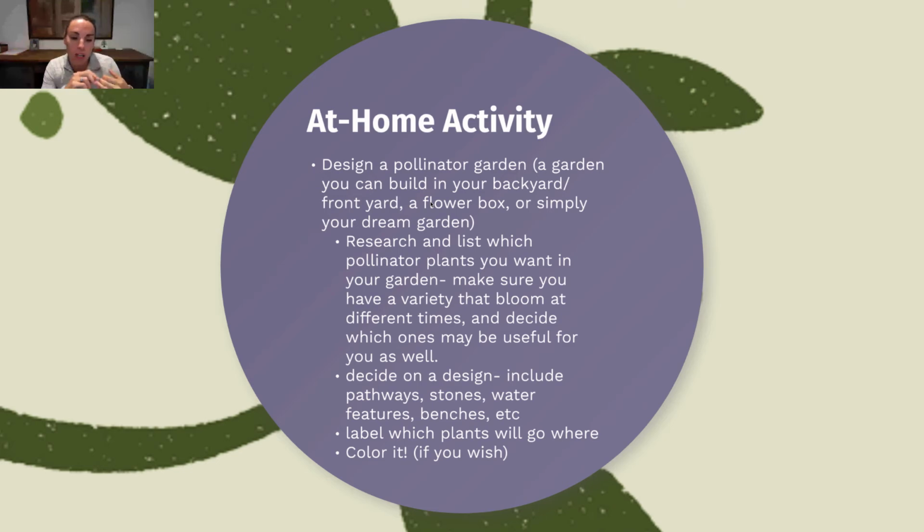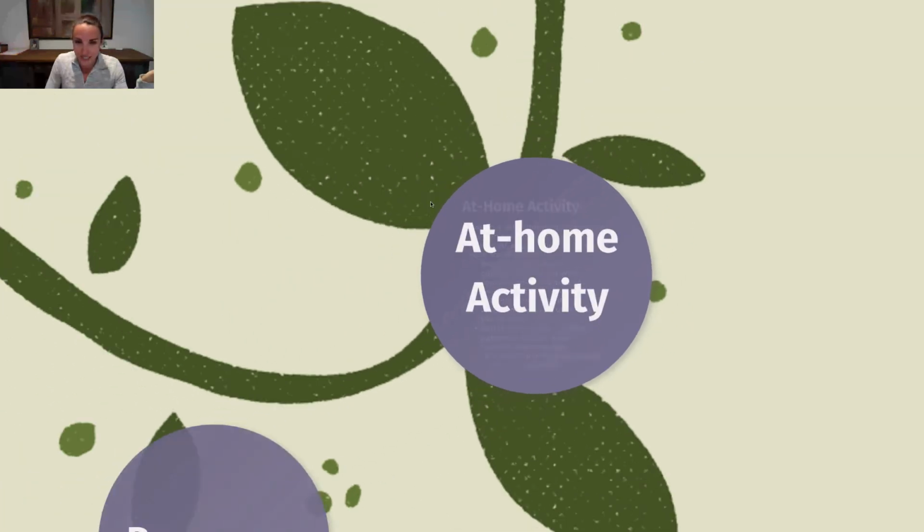So decide on a design, and if you're making it large, don't forget to design pathways, any stones you want, any water features you want, benches, tables, chairs, whatever you want. If you want a little sitting area to have tea in your garden, make sure you design that in as well. And label which plants will go where. I always like to, instead of labeling them with the names, color code it. So I pick a red for all the salvia, and then I make a little key and I put where salvia is going to be. And you can color it if you wish, or you don't have to.